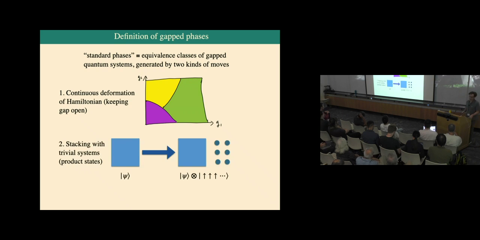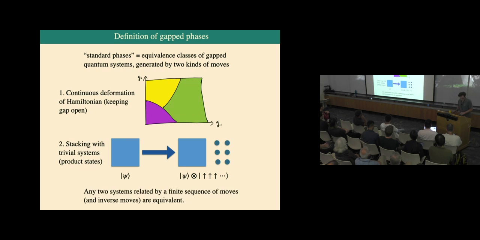There's another operation that from a lot of experience with topological phases we know is important. We want to think about product states as a free resource and allow ourselves to stack with them. So take the ground state, take a tensor product with a product state. Okay, and there's a corresponding operation you can do on the Hamiltonian. It's often thought that this stacking operation is there to get a nice answer, if you like, for mathematical convenience, but it actually has a physical justification, and I'll come back to that later. That will be related to some other points that I want to make. Okay, so the idea is that any two systems related by a finite sequence of these moves and inverse moves are equivalent. That's an equivalence relation.